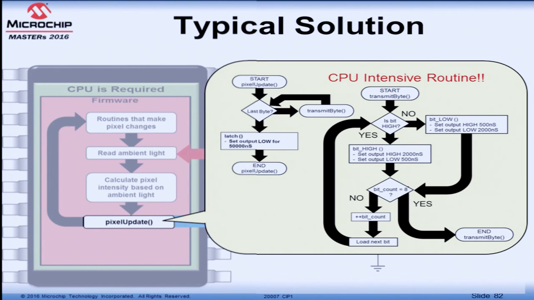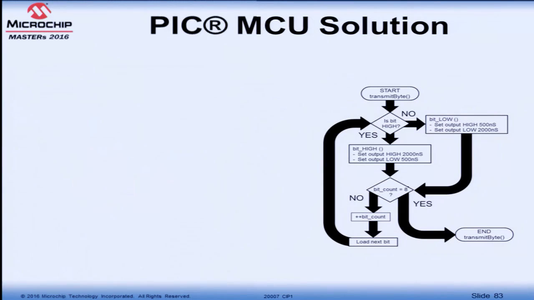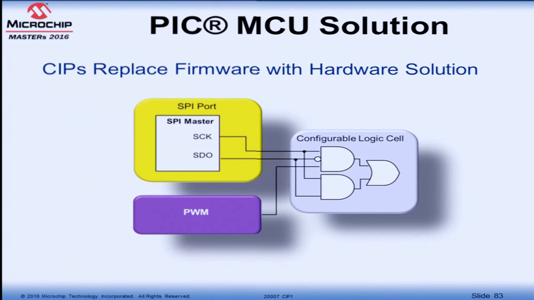So it's setting a bit high for an amount of time, and then setting it low. Then set it high for an amount of time, and set it low. So actually, we're doing bit banging here. We're bit banging every bit that we need to transfer into the RGB light. That uses the full resource of the CPU. OK, so how do we replace it?